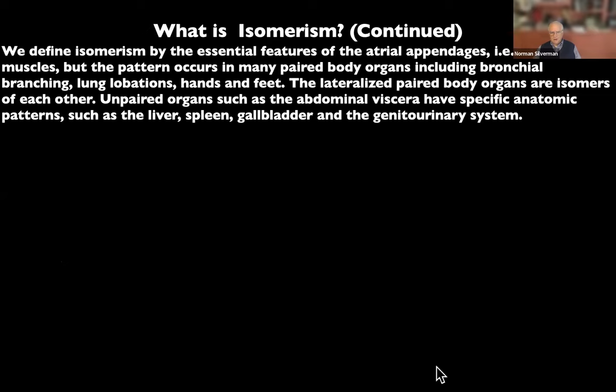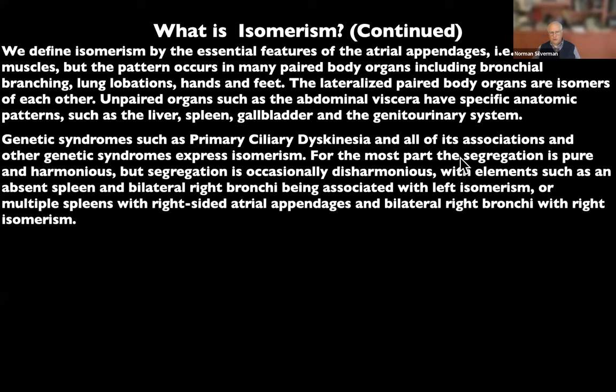That is, the essential feature of the atrial appendages are the pectinate muscles of the atrial appendages. But the pattern occurs in many paired body organs, including bronchial branching, lung lobations, the hands and the feet. The left hand is a mirror image of the right hand, and the left foot a mirror image of the right foot, and so on. So lateral paired body organs are isomers of each other. Unpaired organs, such as the abdominal viscera, have specific anatomic patterns, such as the liver, spleen, gallbladder, and genitourinary system. And I'll bring this to your attention too. So this is a whole issue.